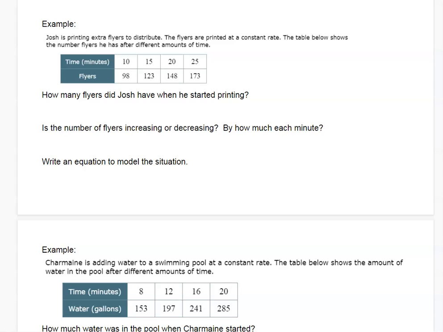Josh is printing extra flyers to distribute. The flyers are printed at a constant rate. The table below shows the number of flyers he has after different amounts of time. So again, we take a look at this. Here, the flyers are going up each time, each chunk of time here, by 25. They're going up 25 each period of time. And these periods of time are going up in increments of 5 minutes. Okay, 5 minutes each time.